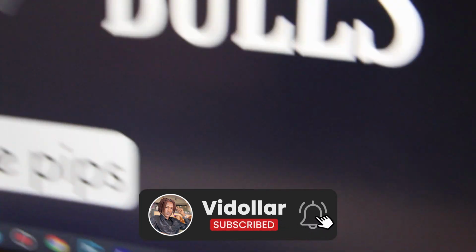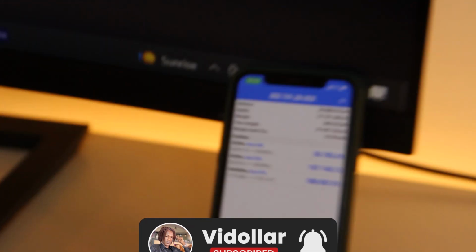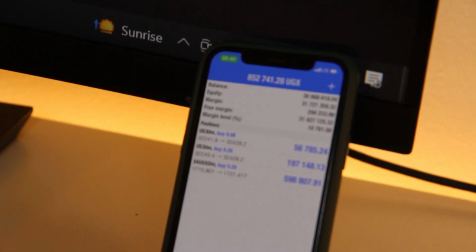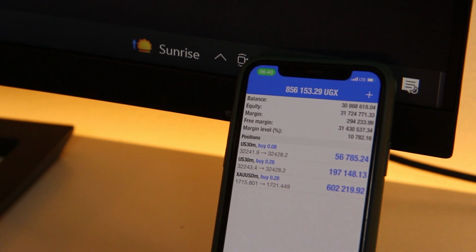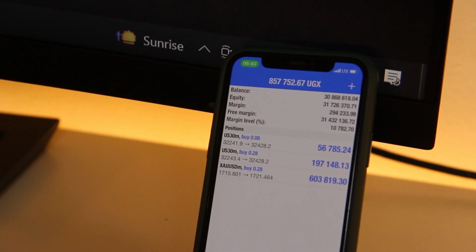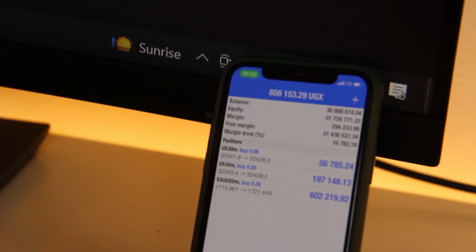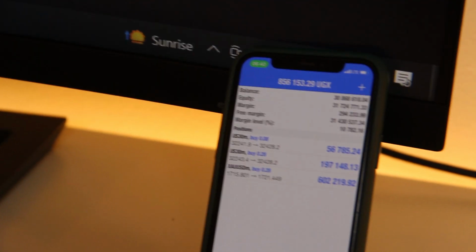So today I'm going to be taking you through my morning routine. Now, this is the morning routine of a profitable trader. First things first, I have to look at the previous night's results. As you guys can see, I had these trades on US30 running overnight and we are deep in profits.